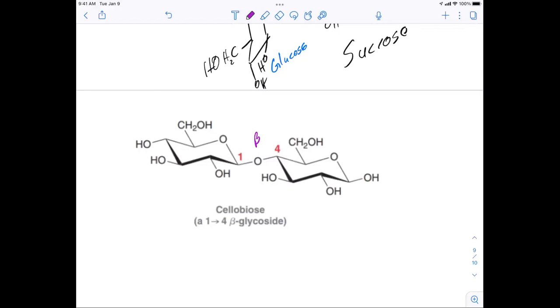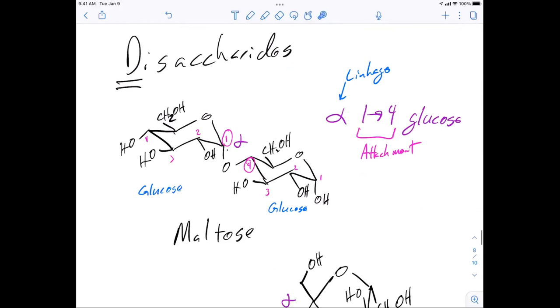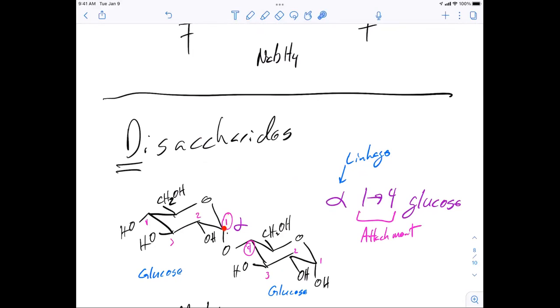You can't digest it. The reason you can't digest it is the beta, right? So this position right here is hard to hydrolyze because of that steric hindrance. Since that's hard to hydrolyze, you can't break this down. Termites have special bacteria that break this bond, but we don't have that. So this bond is not breakable, but this bond is. So this is easily hydrolyzed.